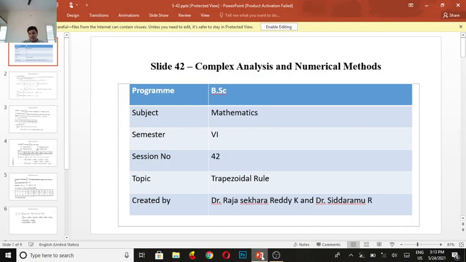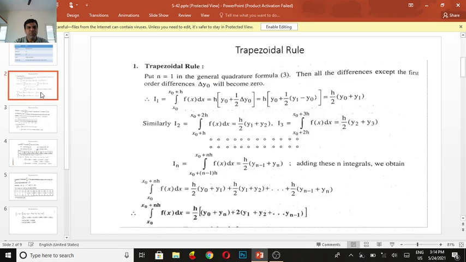Now we come to session 42, the trapezoidal rule. We already know the theorems and the trapezoidal formula. Then again we derive the theorems and come to a few problems. We derive the trapezoidal rule by using Newton's forward interpolation formula.